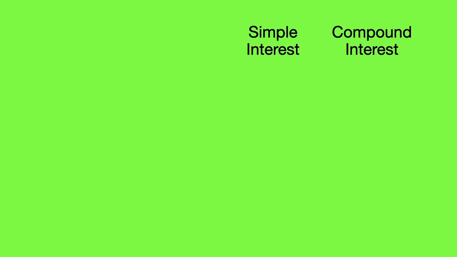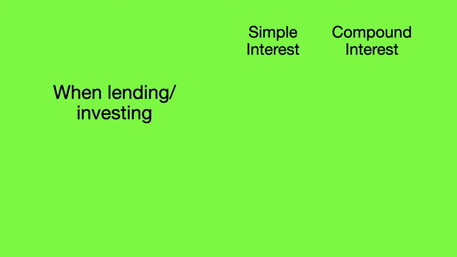Okay, so what this essentially means is that when you're lending or investing, simple interest is quite good because you're still going to get back more than you put in, as long as the person that you're giving it to is good for it and will actually give it back to you. But compound interest is great because the longer they borrow the money for, the more money you're going to accumulate, the more interest you're going to accumulate.